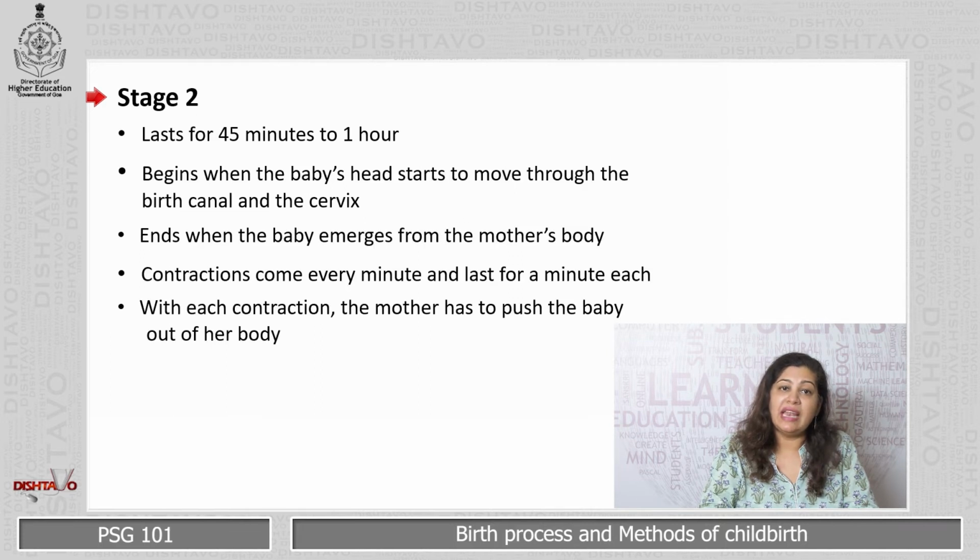Stage 2 lasts for 45 minutes to about an hour. It begins when the baby's head starts to move through the birth canal and the cervix. It ends when the baby finally emerges from the mother's body. During this time, the contractions come every minute and they last for a minute each. With every contraction, the mother's task is to push the baby out of her body.